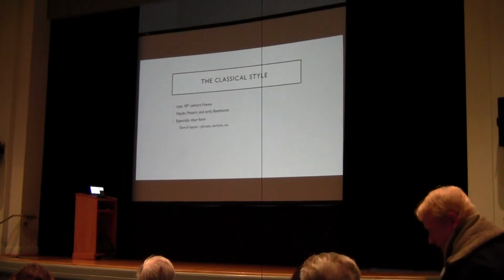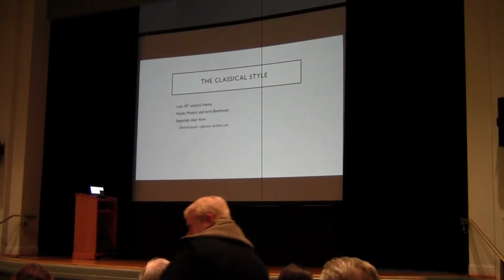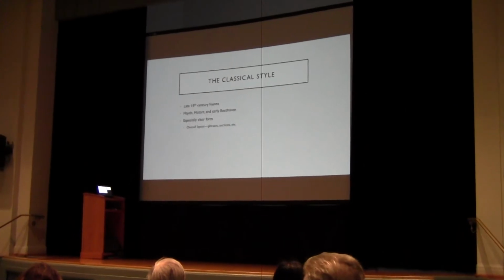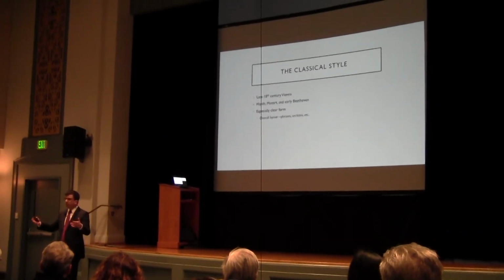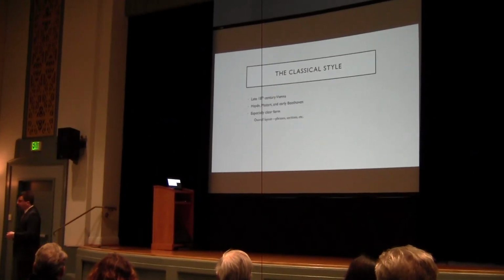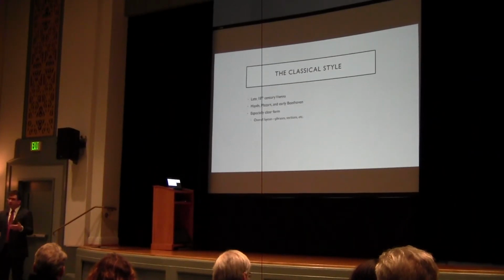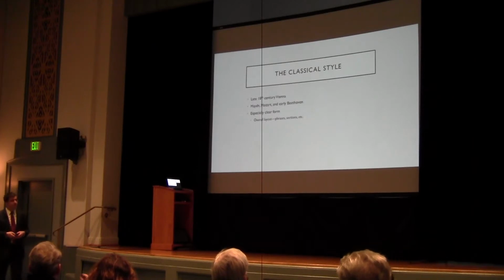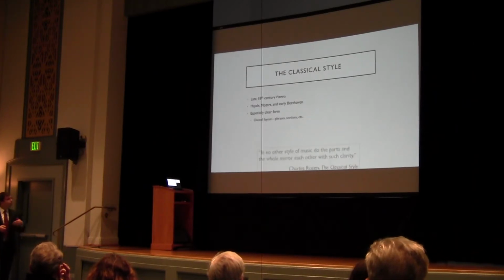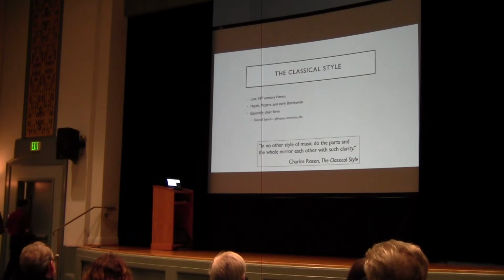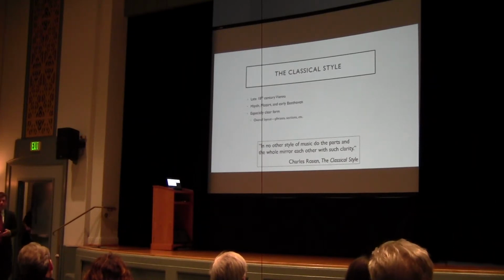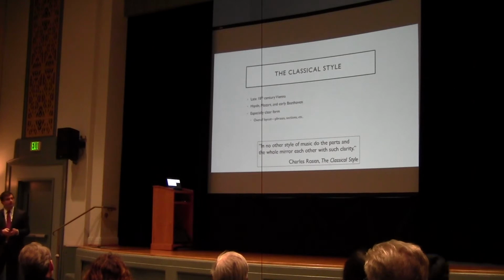way that it's laid out overall, the way that the phrases combine together into larger sections, and the sections build on each other to create a coherent shape to the piece overall. That form tends to be especially clear in this music, especially easy to follow. And in fact, Charles Rosen, who literally wrote the book on the classical style, writes that in no other style of music do the parts and the whole mirror each other with such clarity. So it's very easy to follow the form in this music.